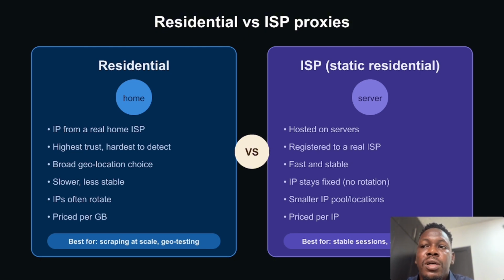It is a smaller IP pool. You can't get every region with a static proxy. You can only get a few particular locations with an ISP proxy. And it stays fixed. It's not rotating, so that's sticky. It's not rotating like a residential proxy, and it's faster than the residential proxy. Like I said, it's also registered to a real ISP, which means it's registered to an internet service provider.